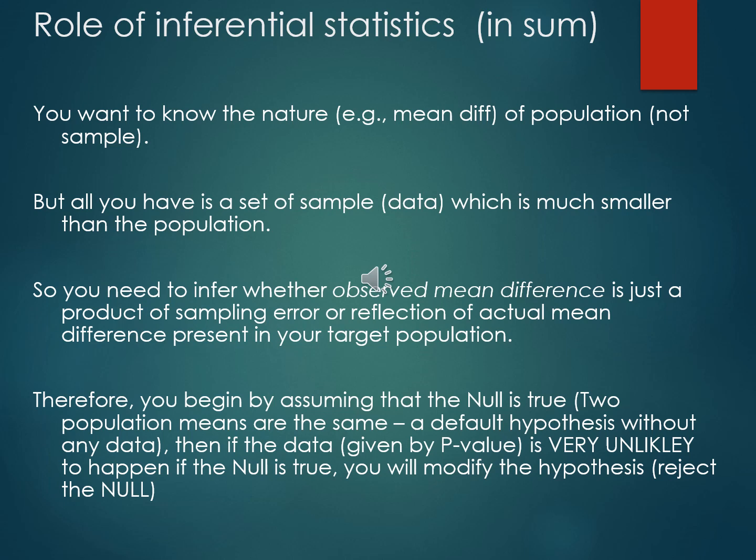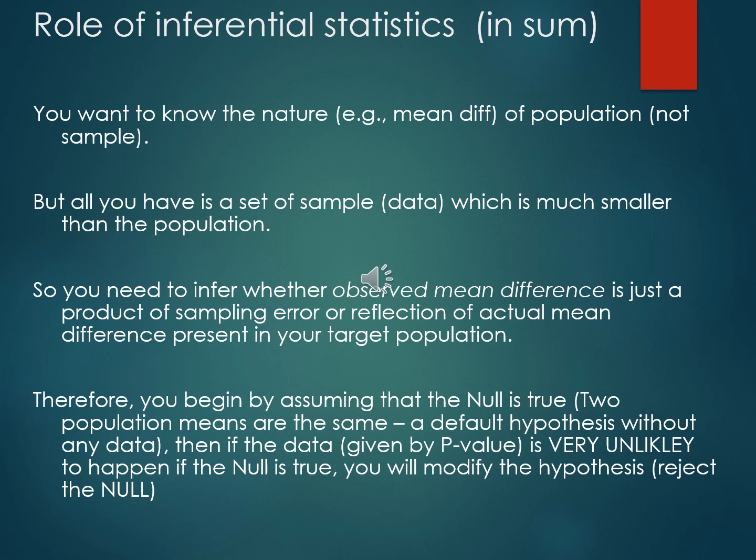Then we're going to step back, and I would like you to think about what sort of mental operations we are doing when you perform inferential statistics. The goal of inferential statistics is to figure out about the population, not about the sample. But all you have is a set of samples. That's why you try to infer the nature of the population based on the characteristics of the sample. So you use a sample statistic to make inferences about population means or population parameters.